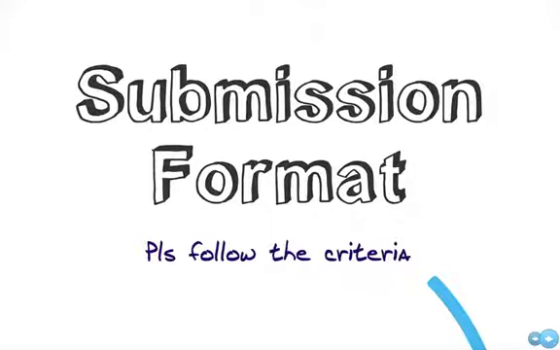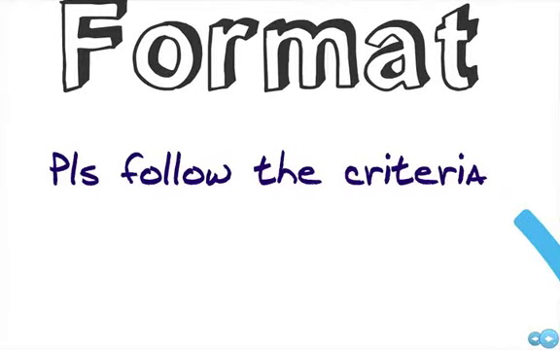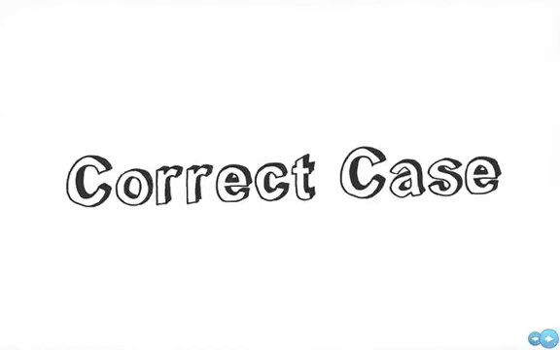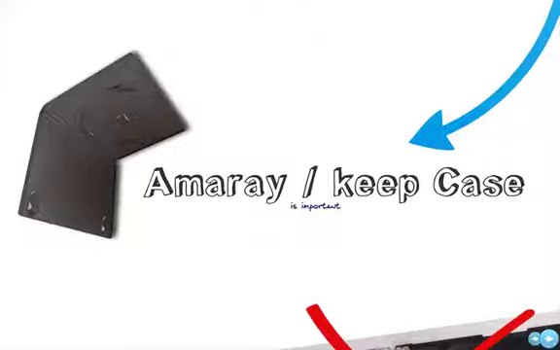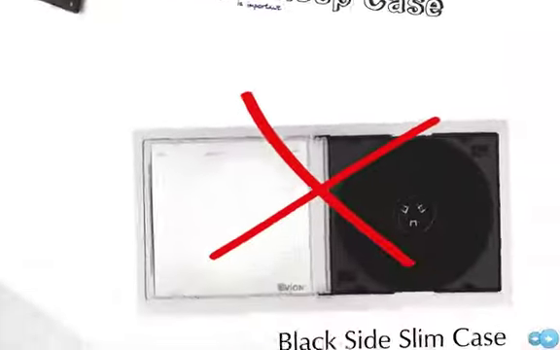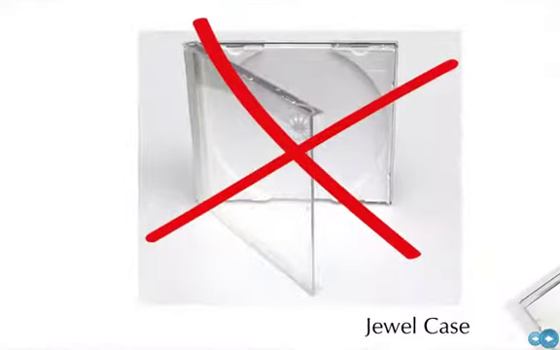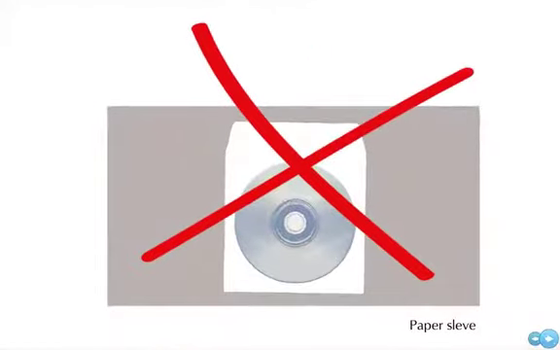Today I'm going to show you the criteria to submit your final project. So please follow the criteria. First, selection of casing. Please use the correct case that I propose to you, which is Emery case or keep case. You can get this Emery case or keep case in Tesco or Giant or anywhere. Don't use black slide slim case, jewel case, or paper sleeve.